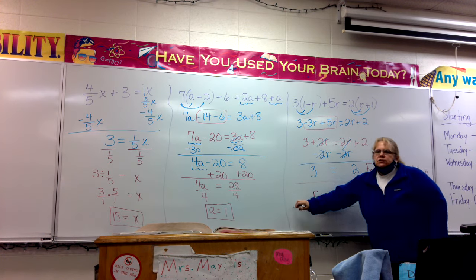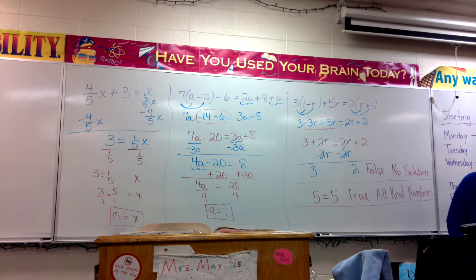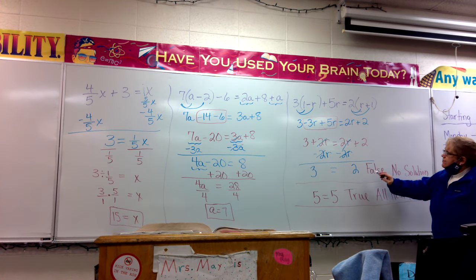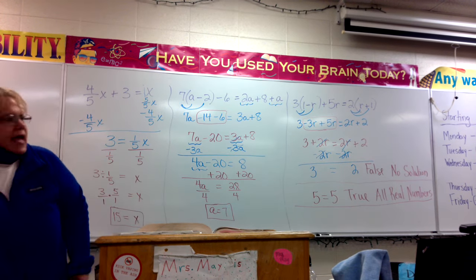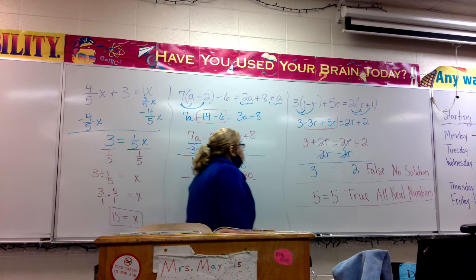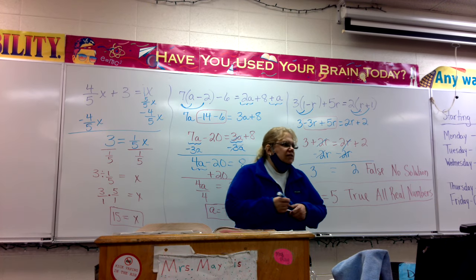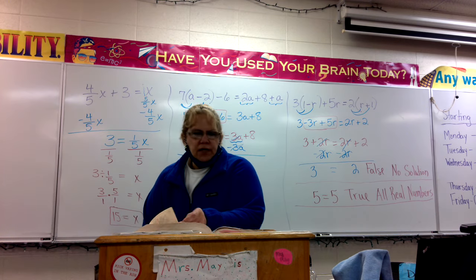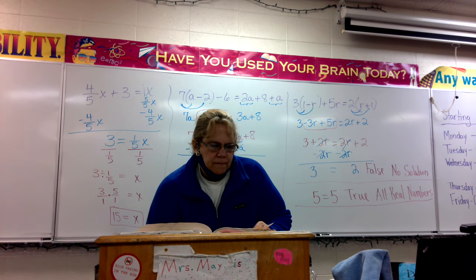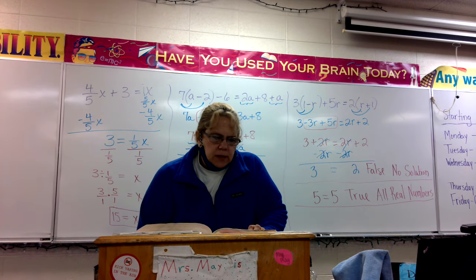So if your variable drops out, you have to look at what's left and see if it's true or false. If what's left is false, then there's no solution. If what's left is true, then it's all real numbers. Does that make sense? I think it makes sense. You think it makes sense? Good.